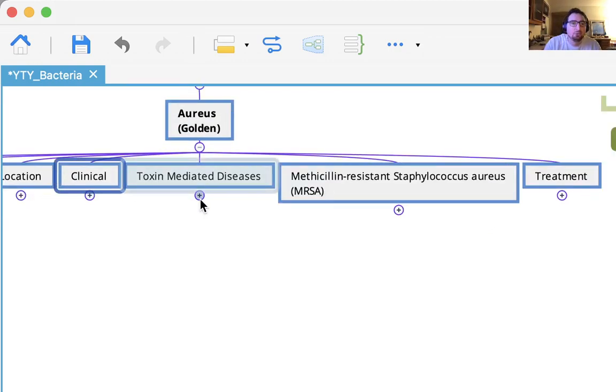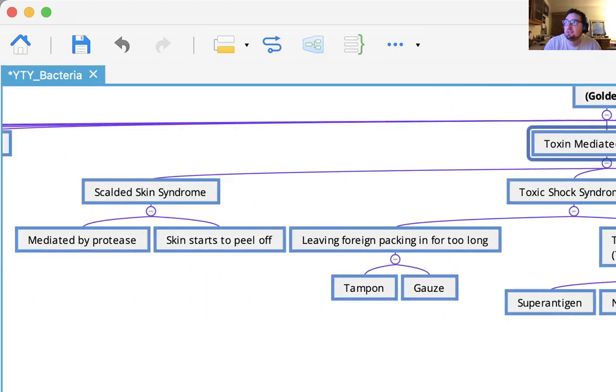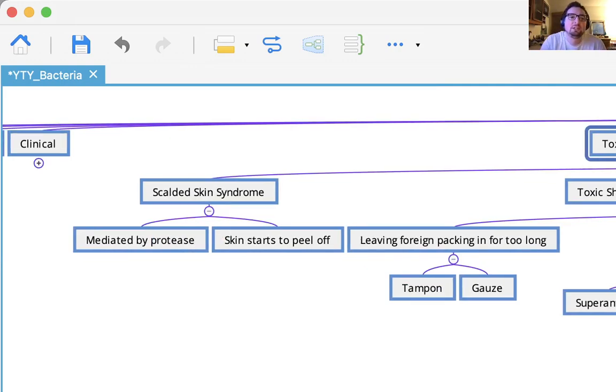Toxin-mediated diseases. We're going to go into a little bit more depth, not a lot, on those virulence factors we talked about earlier, or at least the key ones. First off, scalded skin syndrome. This is mediated by a protease, as we mentioned earlier. The skin starts to peel off. It's pretty horrific looking, and you're probably going to see it on some infants in pediatrics. It's very sad and very dangerous.